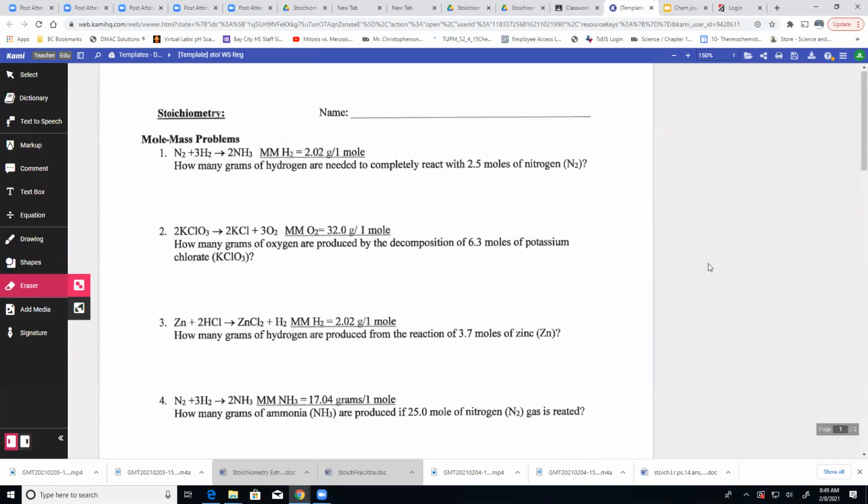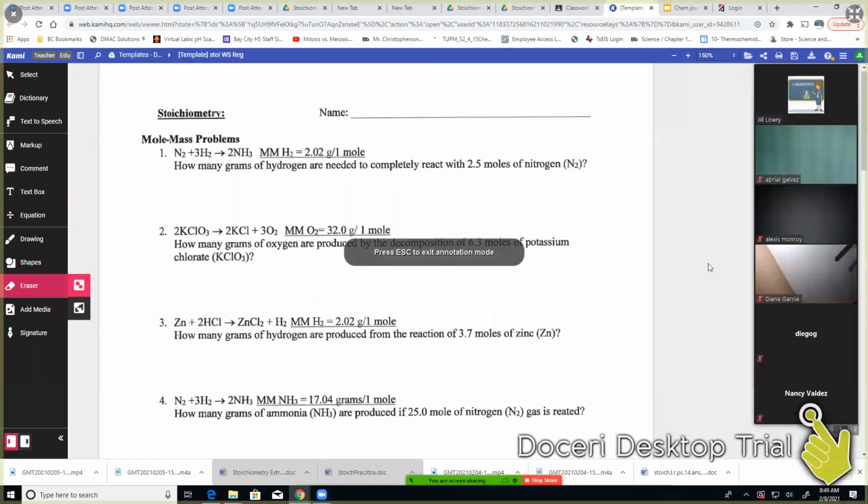So let's just start with number 1. It says, here's my balanced equation. It's already balanced. All of the equations today are already balanced. How many grams of hydrogen? So hydrogen is my unknown. I'm just going to circle it in red. I don't really have enough room to write on it. How many grams of hydrogen are needed to completely react with 2.5 moles of nitrogen? So there's my known. I don't need either of these two things.